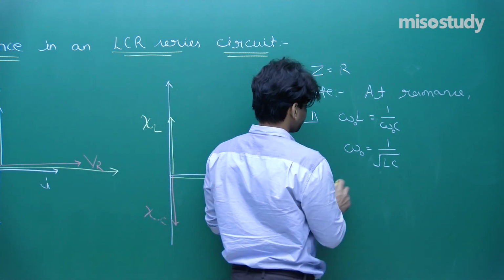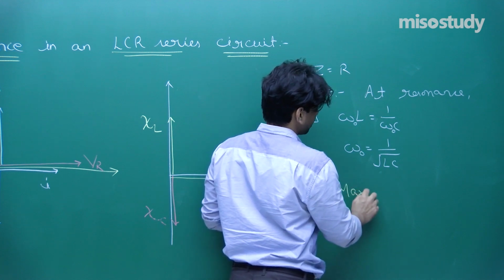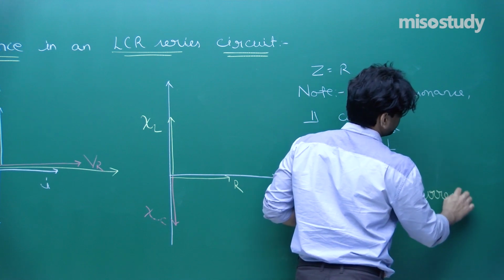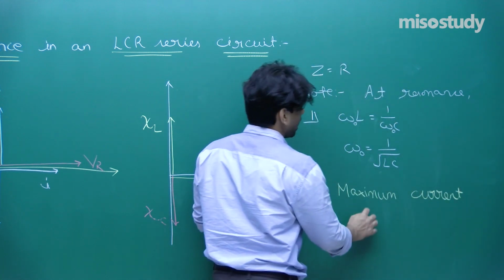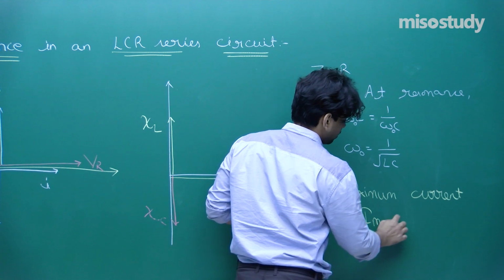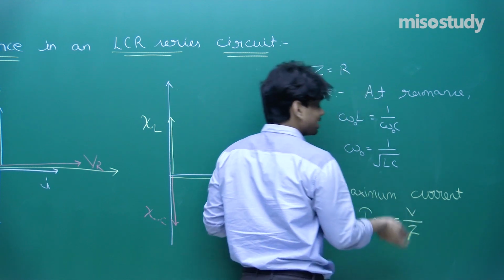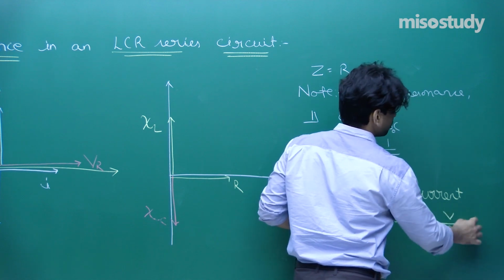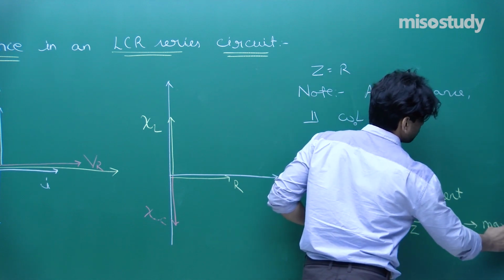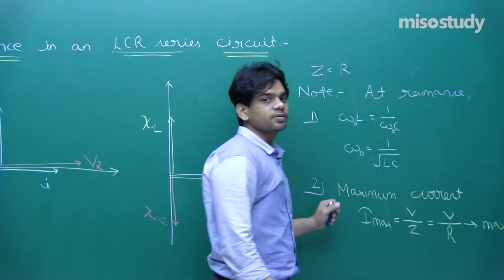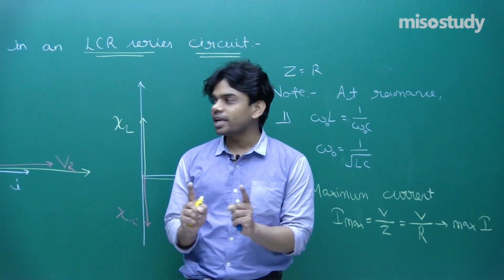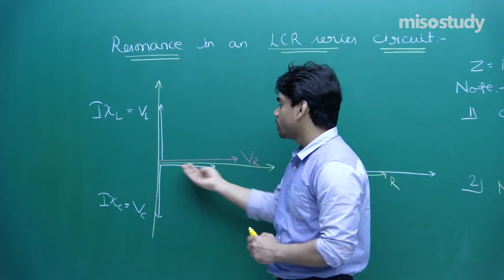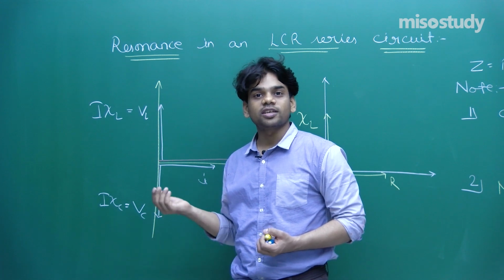Next thing you see, maximum current flows through the circuit. It's a case of maximum current, and I max we can write directly will be equal to V by Z, and since Z is equal to R, we can write it as V by R. This is the case of maximum current. Third thing, let me clarify it with this diagram. You see, VL and VC is going to cancel out. We are only going to have the voltage across the resistance, that is the net voltage across the circuit.